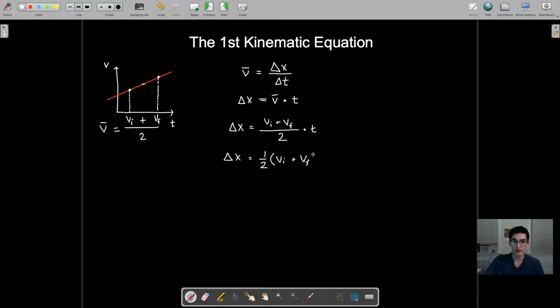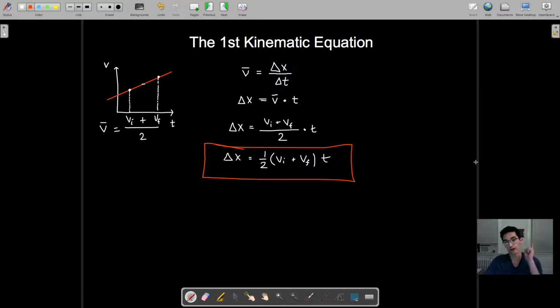Okay, we have delta x, or displacement, is equal to 1/2 times the initial velocity plus the final velocity, in parentheses, times time. And this right here is our first kinematic equation, okay? Boom. Kinematic equation number 1 right here. Okay, that's cool. Now let's do the second one.